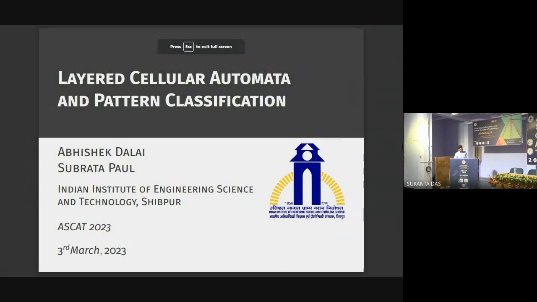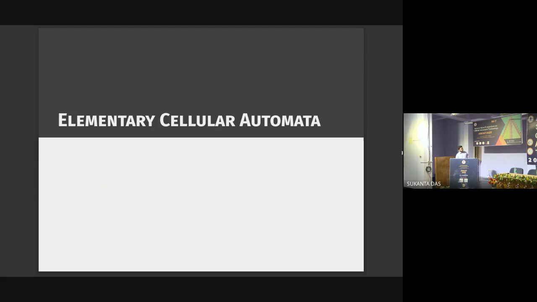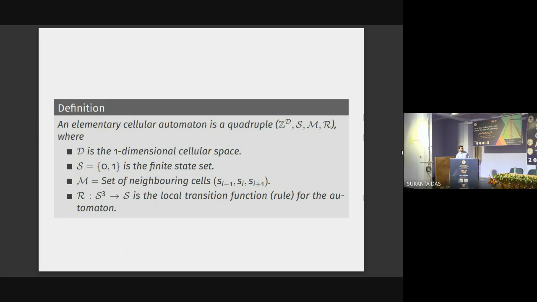Good morning, everyone. My name is Abhishek Dalai, and today I will be presenting on the topic layered cellular automata and pattern classification. First, I will give a brief introduction to elementary cellular automata. It was first developed by Stephen Wolfram during the 80s. Elementary cellular automata is a one-dimensional cellular automata model, and each cell has two states, either 0 or 1. The neighboring cells are its immediate left and right neighbors, and on the basis of the state of the neighboring cells, the next generation is decided.